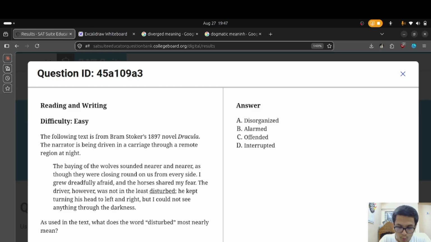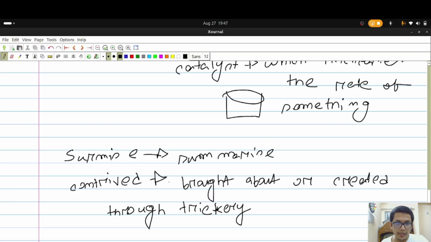So when you're attacked by wolves, if you're nervous, that means you are very alarmed. You're always looking whether the wolves are coming to get you. So here, that's what disturbed means. Now think of something like that. Suppose so many wolves are coming at you. If one person is constantly looking away, left and right, that means he's alarmed. Okay, that's what I mean.